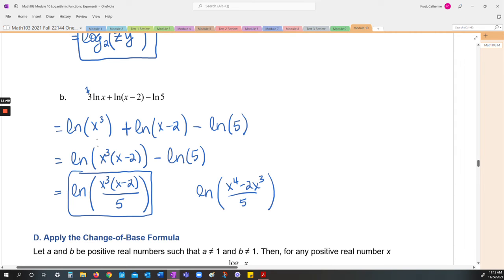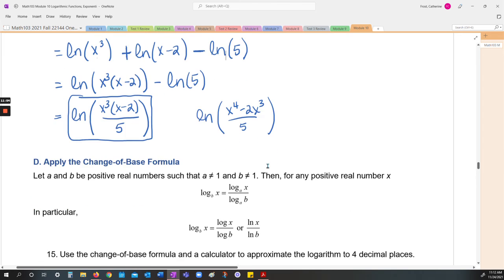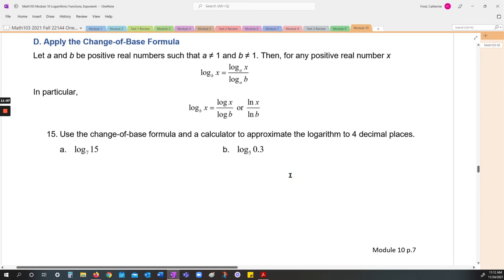And so you might notice the positive logs, those arguments, those inputs, ended up in the numerator. The negative log ended up in the denominator. Okay, so last thing we're going to do that's going to be on this test coming up is the change of base formula. And so this is finally how, if you have an older calculator, you can put any log in your calculator. So let's say you want to figure out what the log base 2 of 25 is.